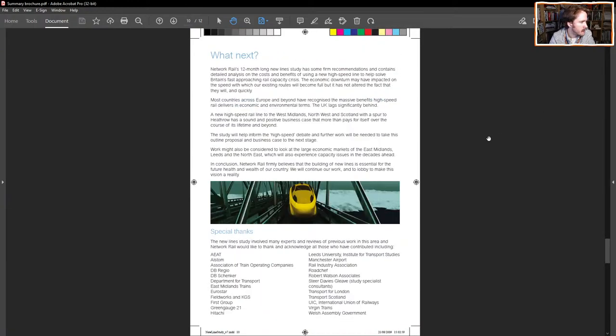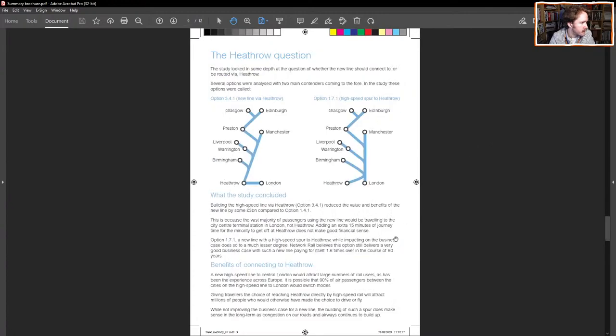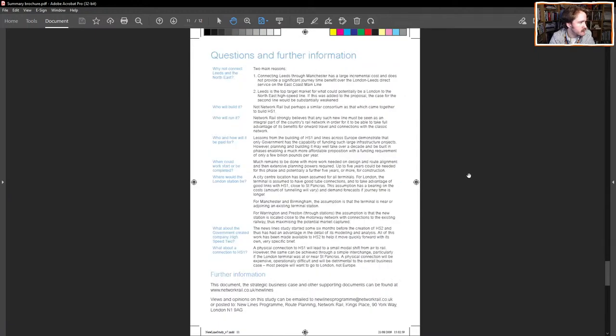I think... I wonder... Yeah, that's not... There is definitely one that is explicit about the fact that the benefits to a new line are... Why not connect to Leeds in the northeast? Oh yeah, that's right. They do give some of the questions there. Not Network Rail, but perhaps a similar consortium to that which came together to build HS1. Look, this is Network Rail talking about this thing.